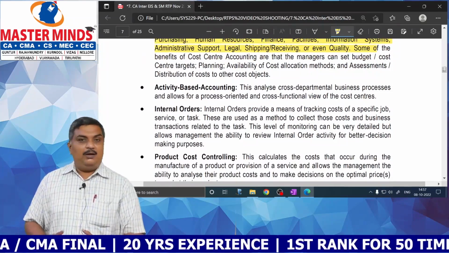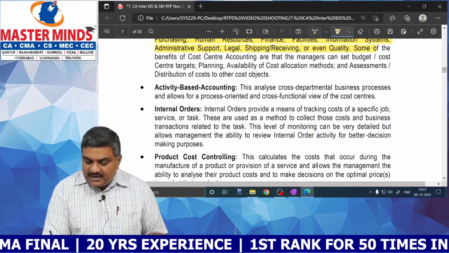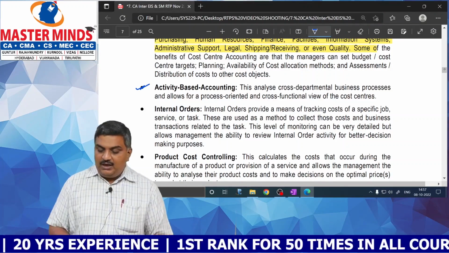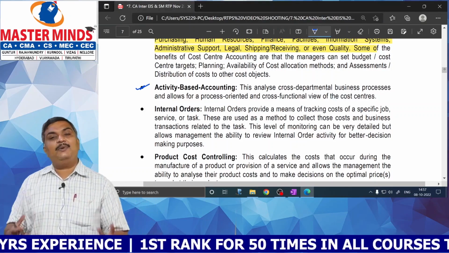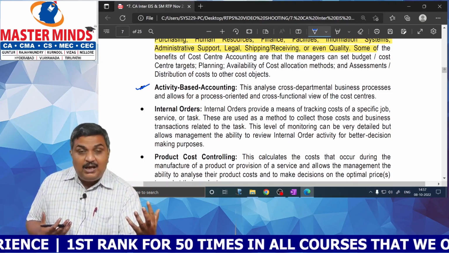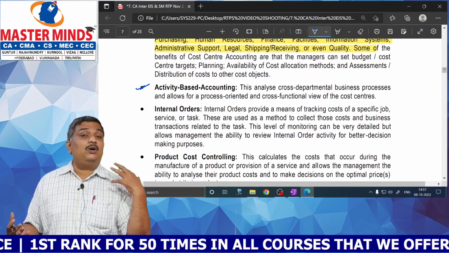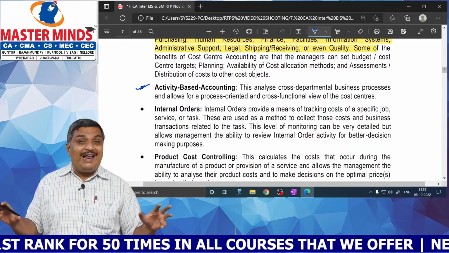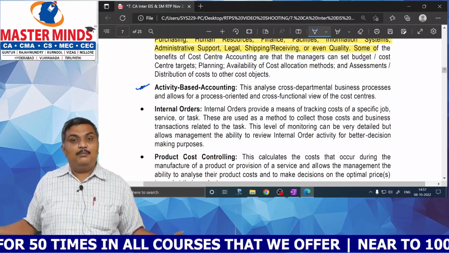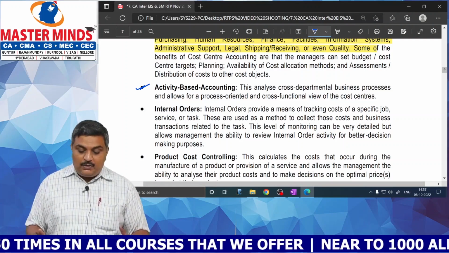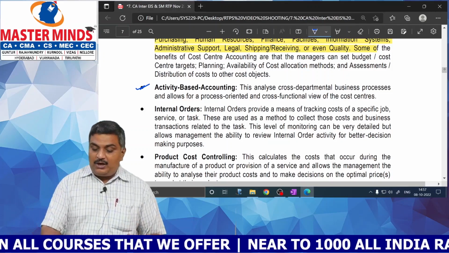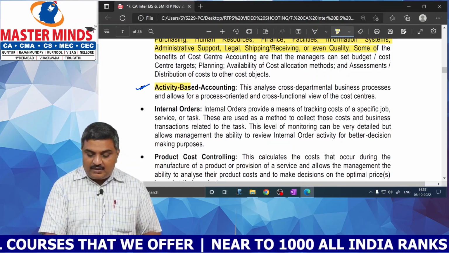And the next one, which everyone of you knows, activity based costing. So for a particular activity, what is the cost involved? Because in order to complete an activity, there will be cross-functional or cross-departmental costs. Because a business process in reality will involve cross-functional or cross-business processes. So for that we need to ascertain the cost. So that is called activity-based accounting.